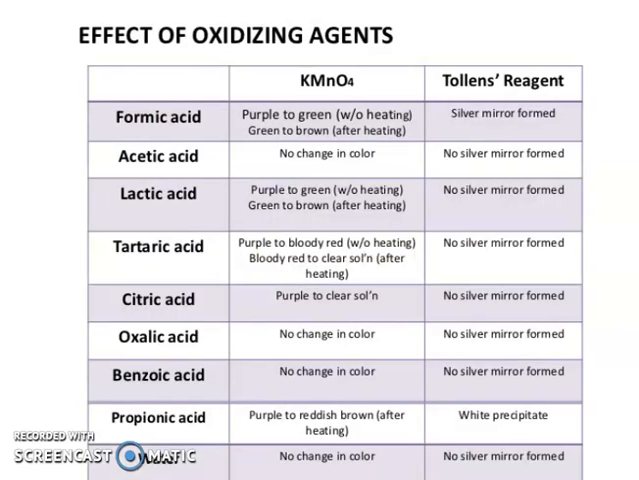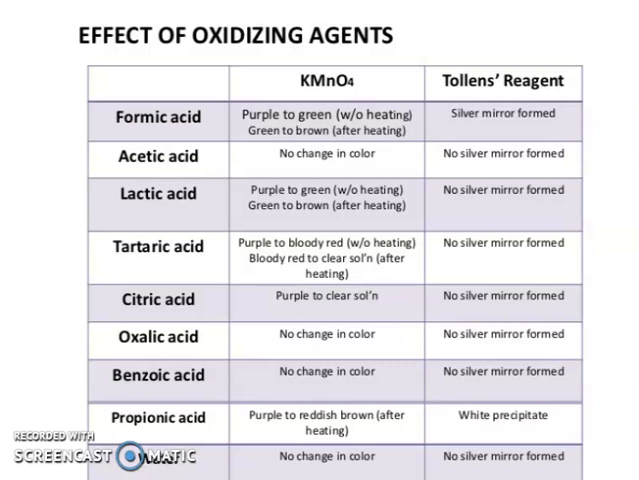So effect of oxidizing agent: formic acid purple to green with the chemical oxidizer, heating green to brown after heating. So silver mirror formed. Acetic acid no change in color, no silver mirror formed. Lactic acid purple to green without heating, green to brown after heating, no silver mirror formed.